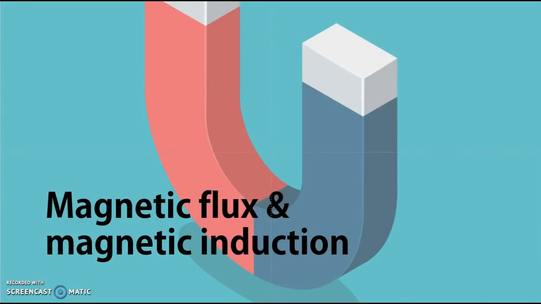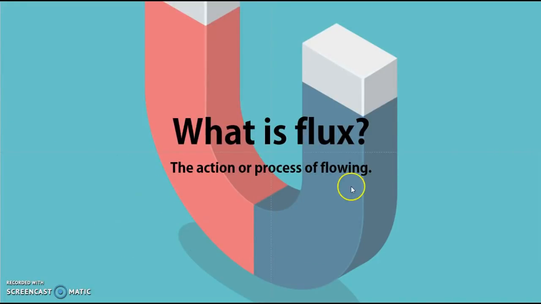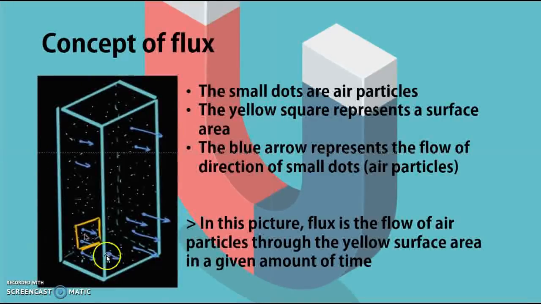So basically flux is the action or process of flowing, and then we're going to proceed to the concept of flux. So imagine this rectangle box, and inside the small dots basically represent air particles, and the yellow square represents the surface area, and the blue arrow represents the direction in which air particles travel. So flux in this picture is basically just the flow of air particles through this yellow surface area in a given amount of time. And you realize that this concept of flux is actually applied to magnetic flux as well.